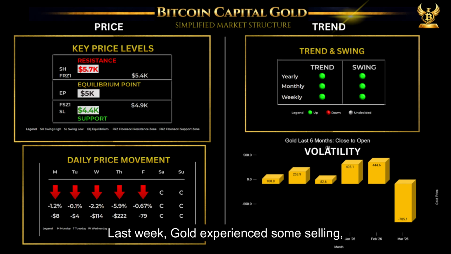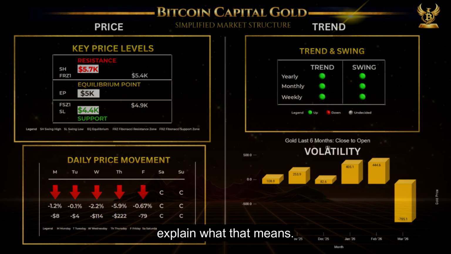Last week, gold experienced some selling, but so far, higher time frame structure has not been violated. Gold structurally remains bullish with volatility starting to rise. For a while, the $5,000 price level was being defended, but that broke last week, week 12, and the rest of this video will explain what that means.